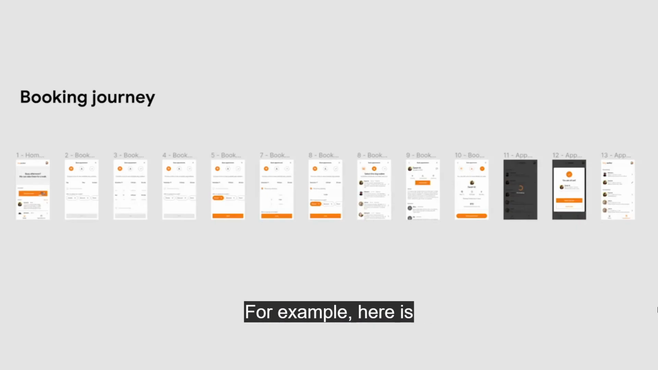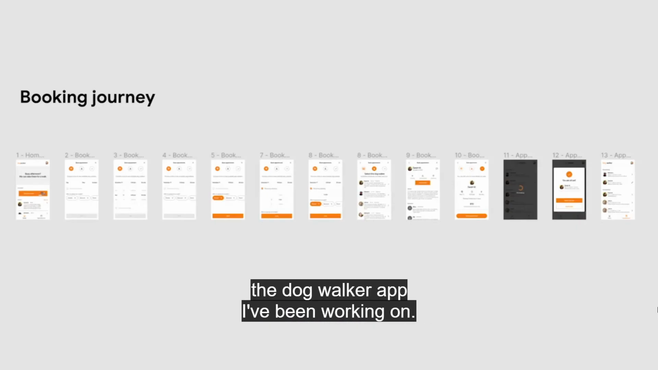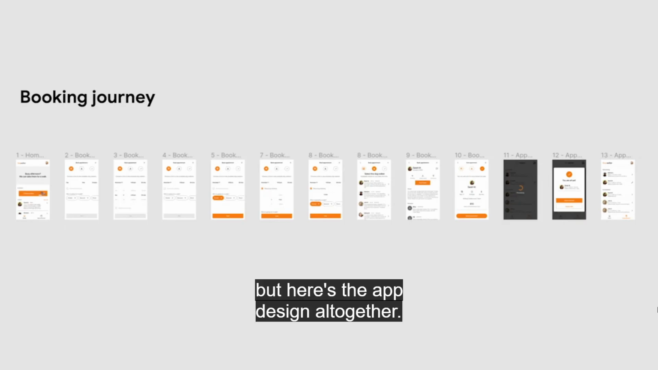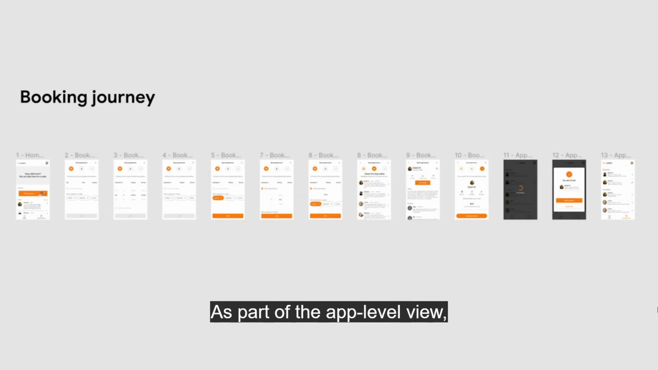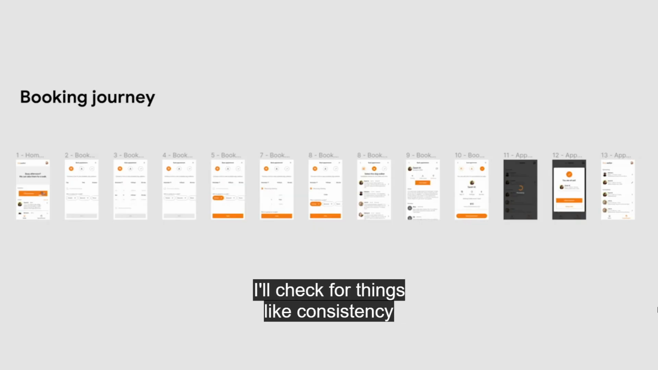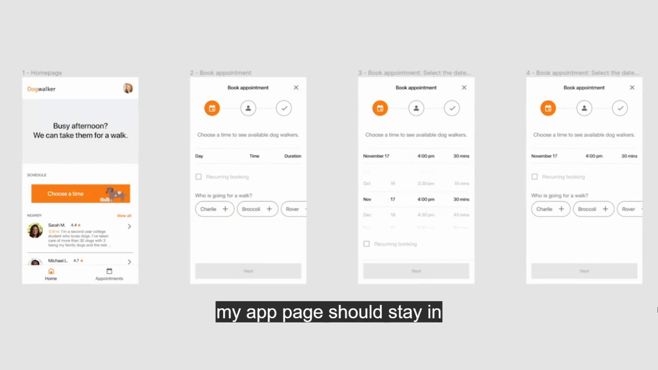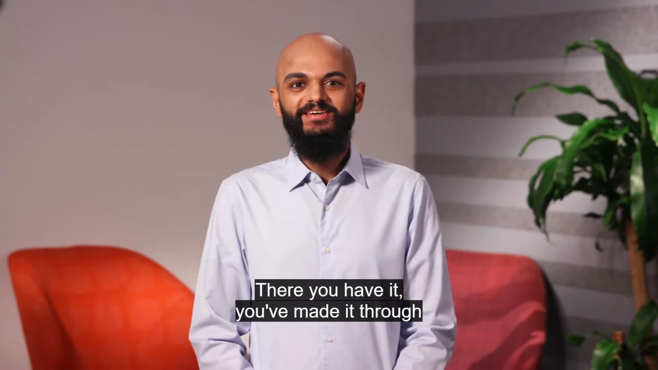For example, here is an app level view for the Dogwalker app I've been working on. You've seen many of these pages as examples in different videos, but here's the app design altogether. I've been iterating on these mockups while you've been working on yours, but I still have a long way to go. As part of the app level view, I'll check for things like consistency in how the product looks overall. For example, the 3 icons across the top of my app page should stay in the same position, no matter what page I'm on.